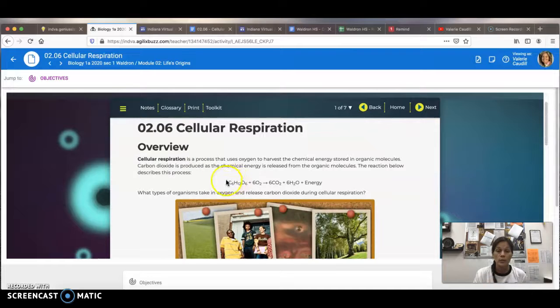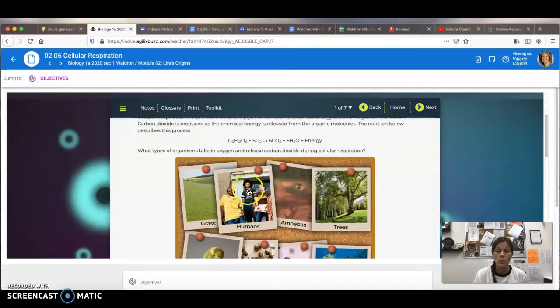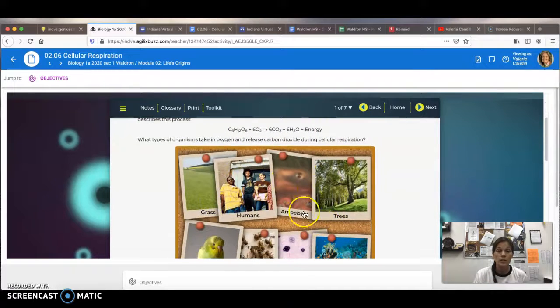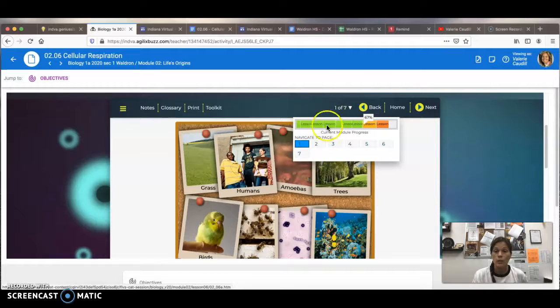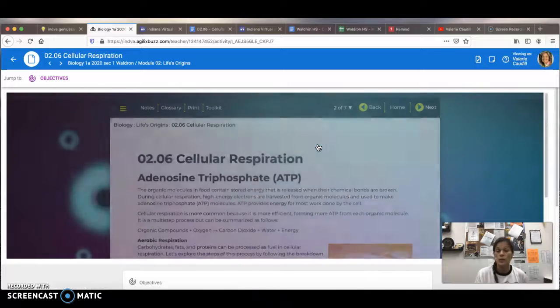All right, so if we go back to the lesson then, back here on slide 1, you can document the overview. We have the general overall equation. You have some images that you're going to click on here and go over that process or that idea of what kinds of organisms take in oxygen and release carbon dioxide. Okay, so once you're finished on this slide, go ahead and go to the next slide. You can see we have 7 slides total here.